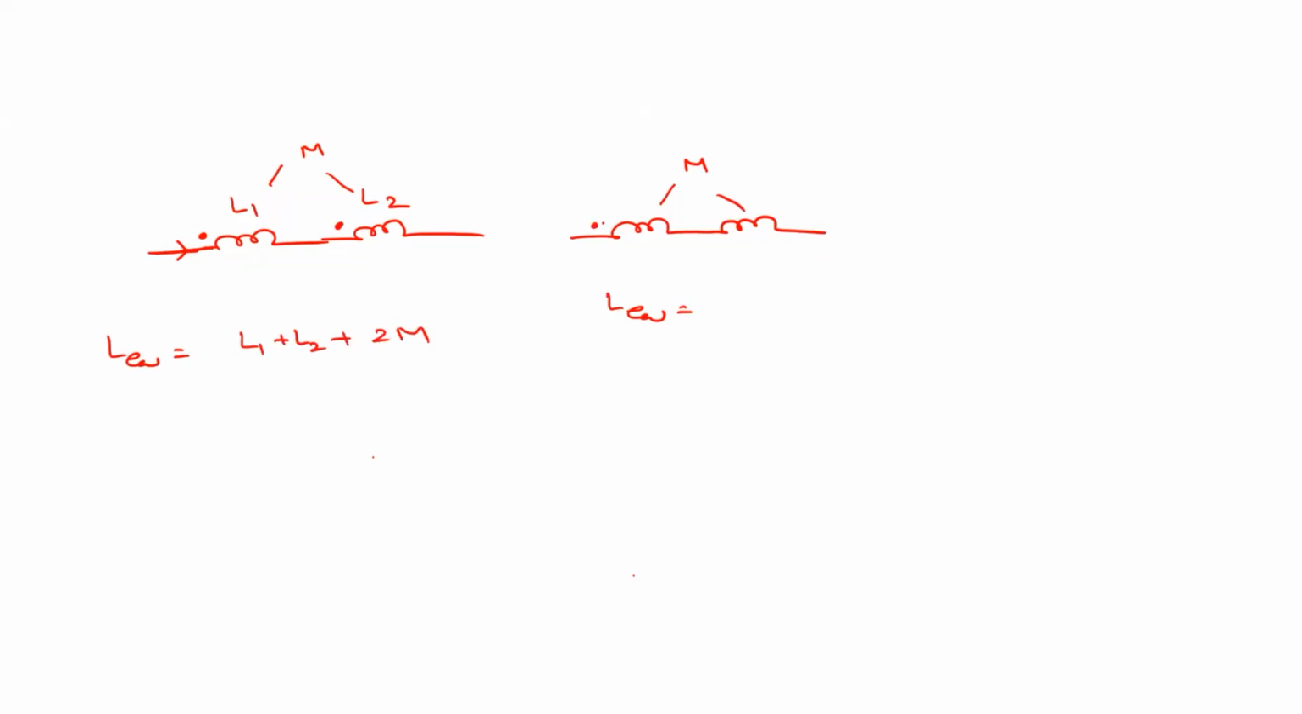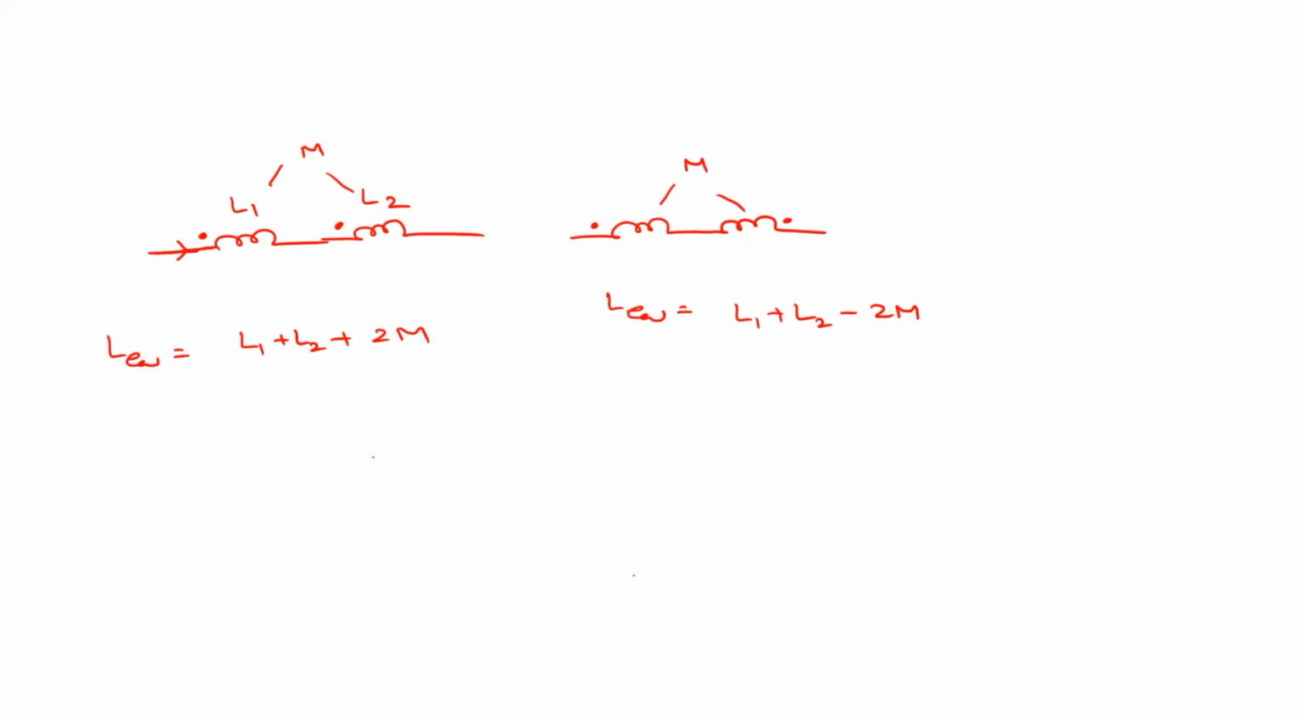This is the current entering and this is the current entering for this particular coil. We have some intermediate circuit here, and here also, but that will not come into the picture right now. So what is it known as? Differential coupling. It will be L1 plus L2 minus 2M. Understood?